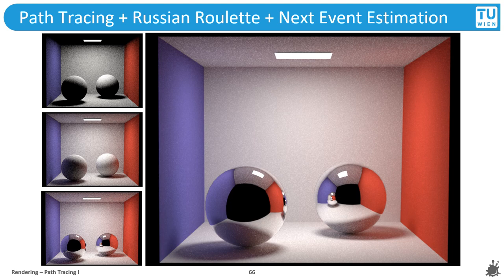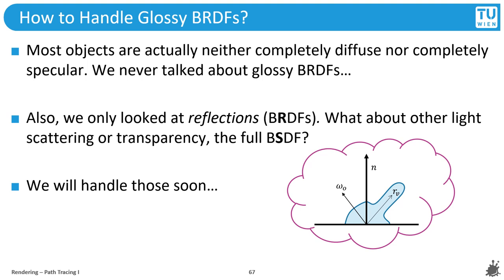But something that we glossed over today entirely are the glossy BRDFs. Remember that we mentioned three different BRDF types in the beginning, but we only covered two? That is because for glossy materials, the math gets a bit more involved, and it's difficult to make them physically correct. Also, we never even looked at the other terms of light scattering. Today we only looked at the reflection of light. For the full BSDF, we should go a bit more into detail, and we will do that in an upcoming lecture on materials.